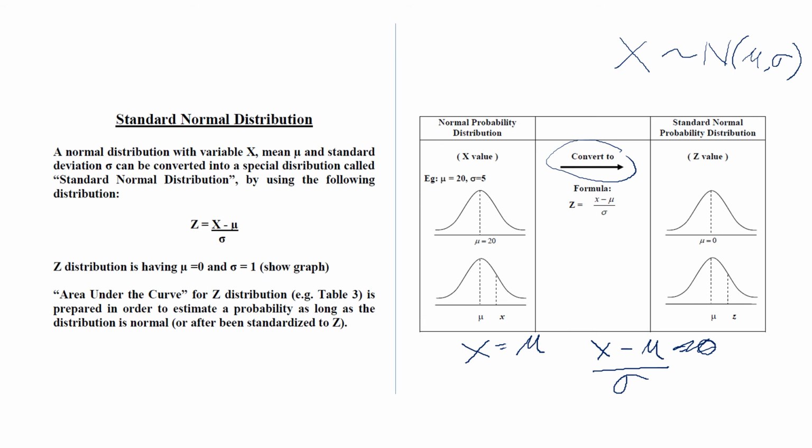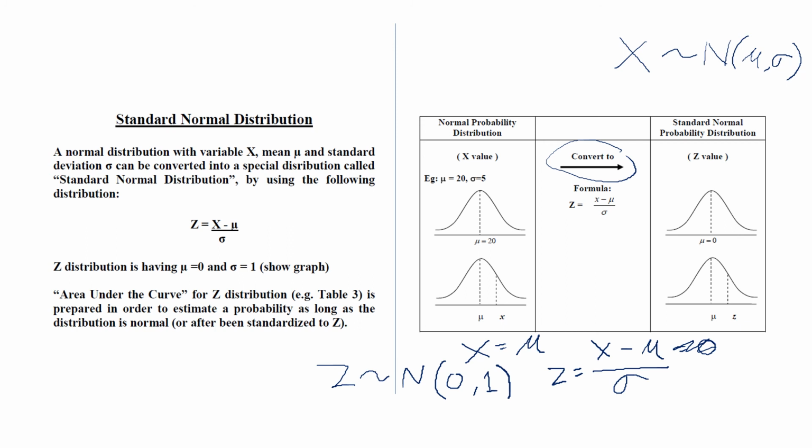I'm going to call this Z. Z is distributed normally with a mean of 0 and a standard deviation of 1. Note that by subtracting the mean and dividing by the standard deviation, we are forcing the random variable to have a mean of 0 and standard deviation of 1.